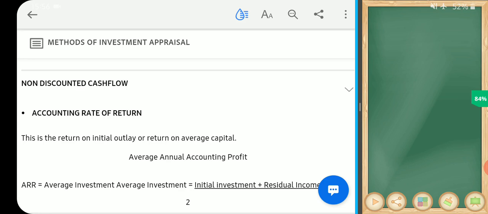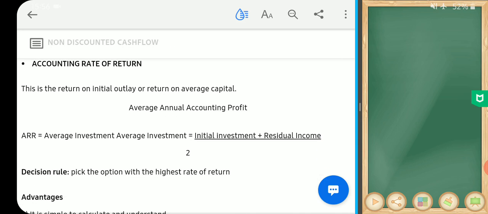Okay, so we'll look at the first one, which is accounting rate of return, and this method is used to know the rate, just like the name implies, accounting rate of return, the rate of return you are expecting on any investment you make.